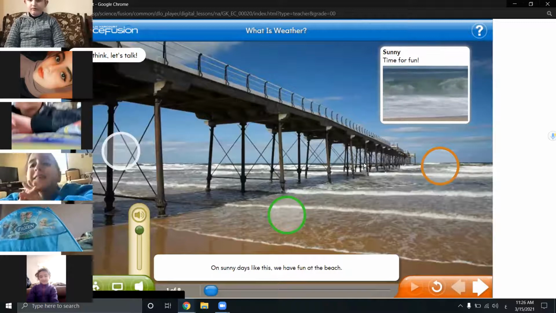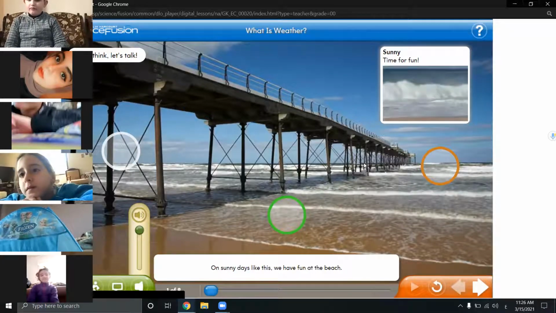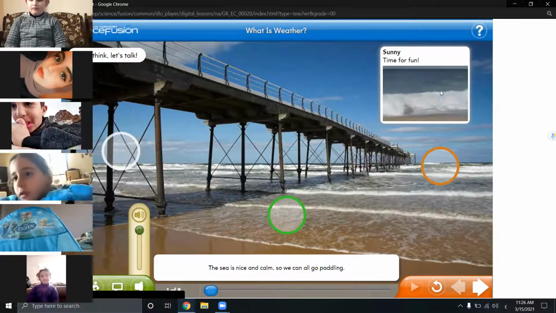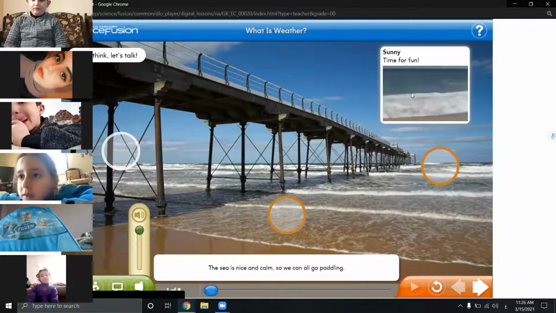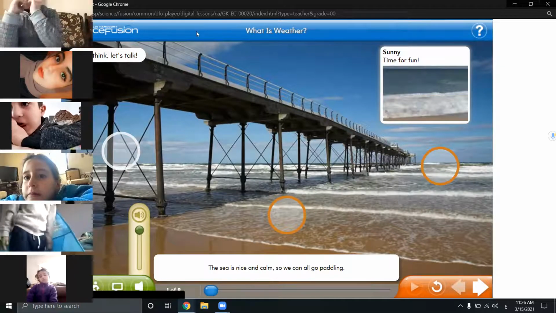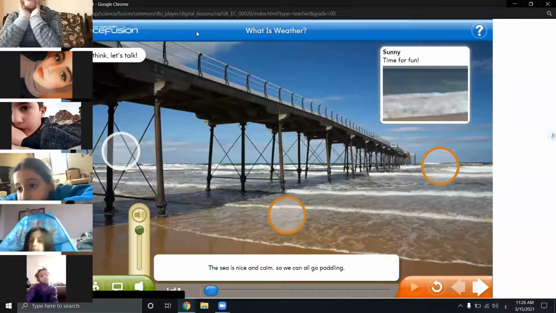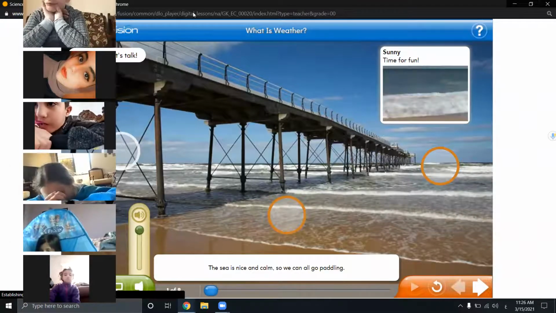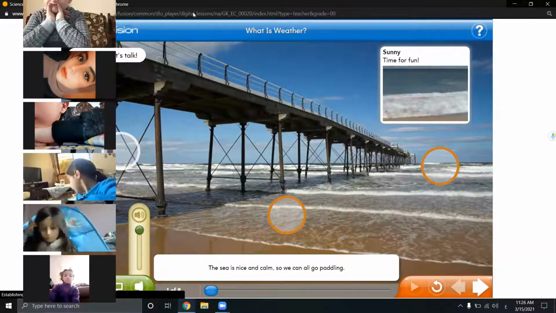On sunny days like this, we have fun at the beach. The sea is nice and calm, so we can all go paddling. Okay. We have also waves. Waves can change. Sometimes waves can be dangerous, by the way. If the weather was not good, waves can be really dangerous.